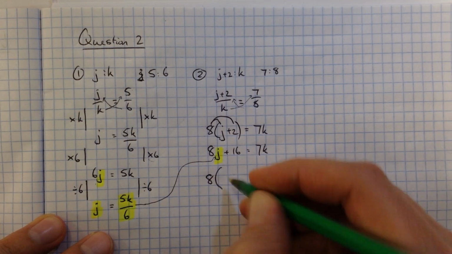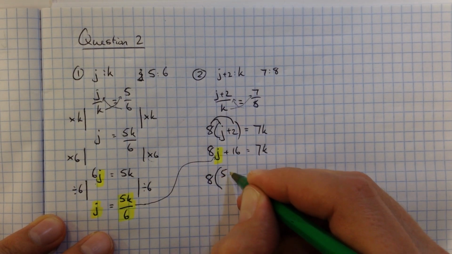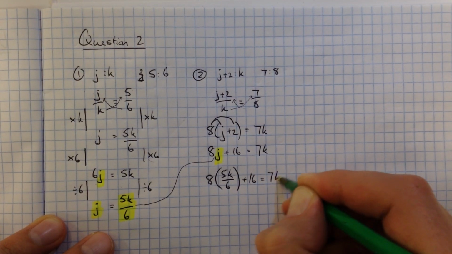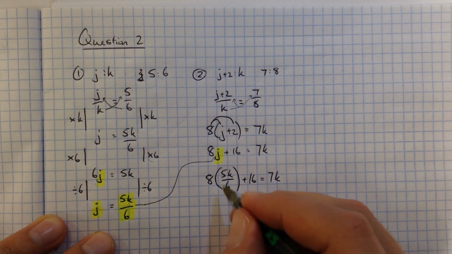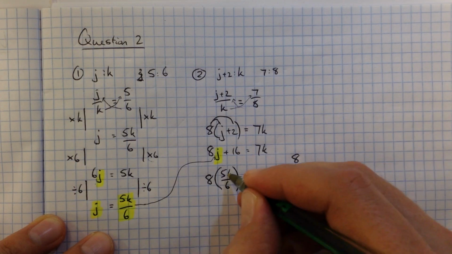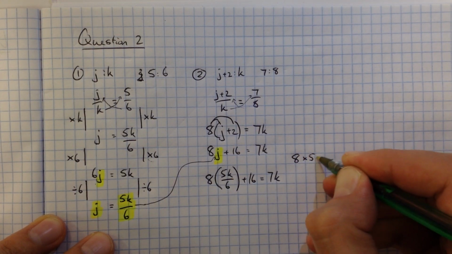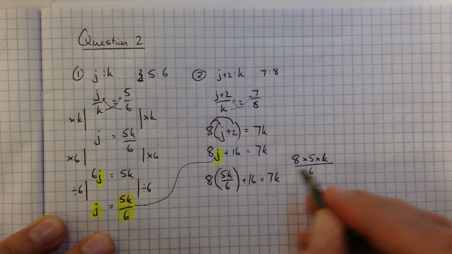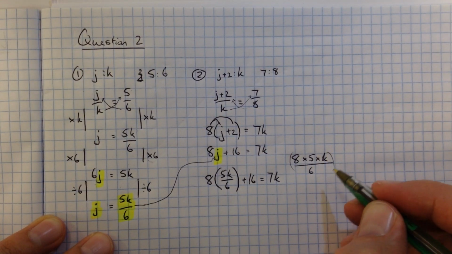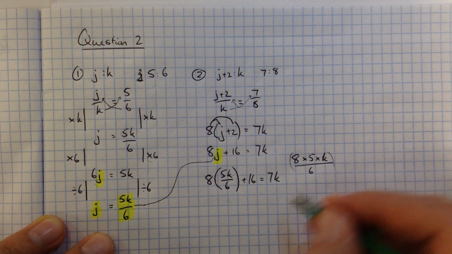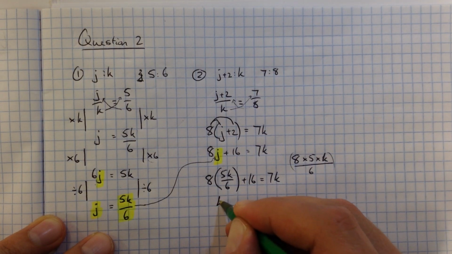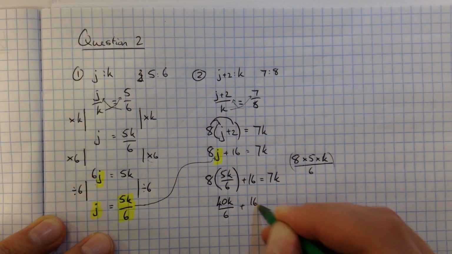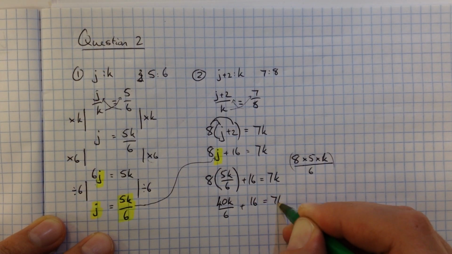So I can rewrite that as 8 times 5K over 6 plus 16 equals 7K. This can be rewritten as 8 times 5 times K divided by 6. This is exactly the same, that's just a little note. So I'm going to rewrite this as 40K over 6 plus 16 equals 7K.